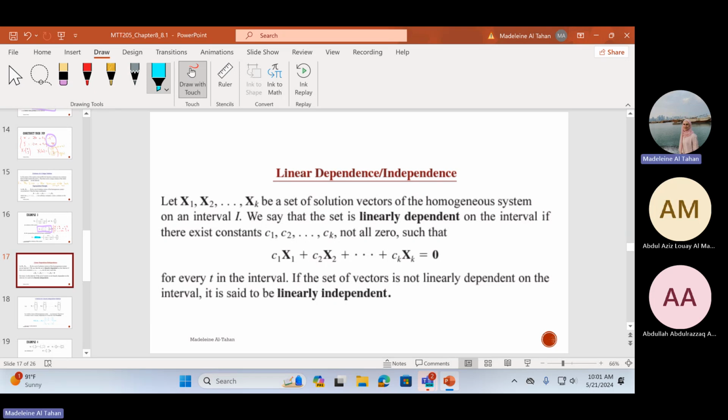Otherwise, if we have constants, not zeros, it's fine. This one means that they are linearly dependent. So it's the normal definition of dependency and independency. But how will we check it?